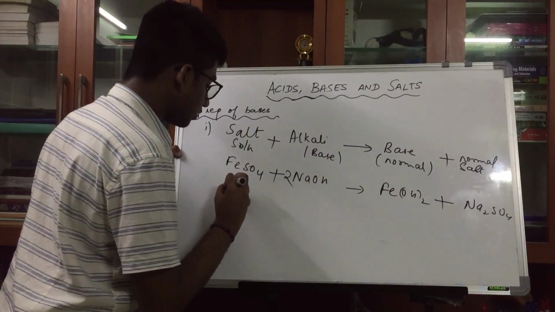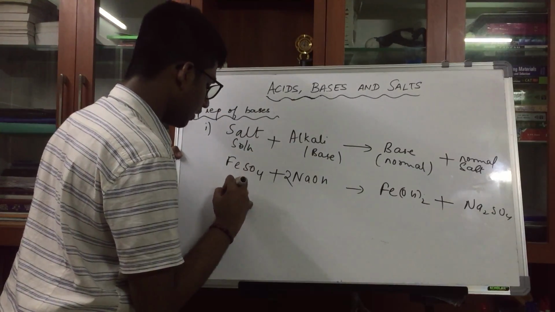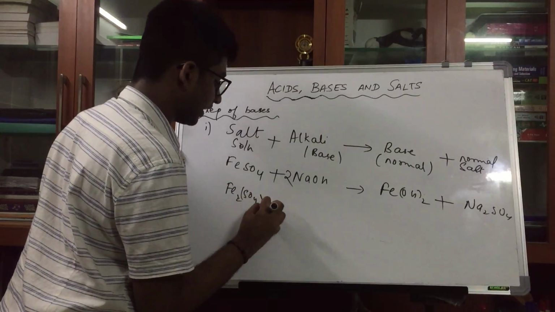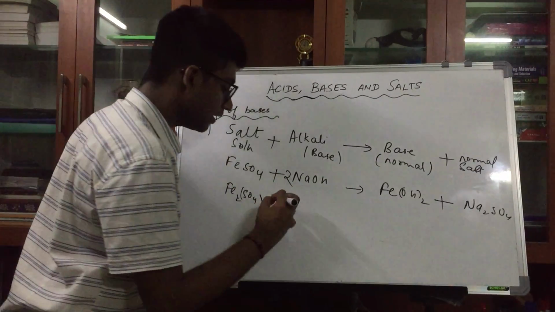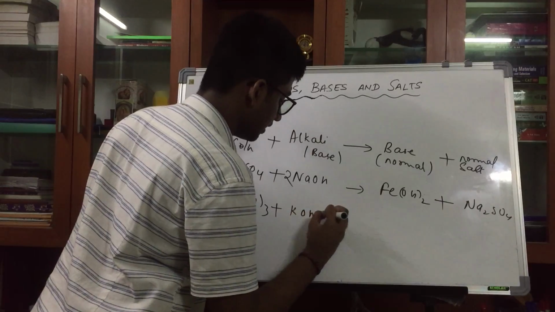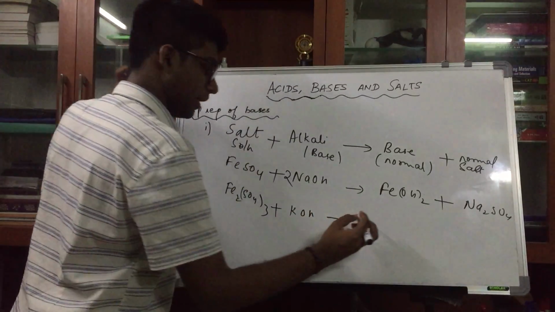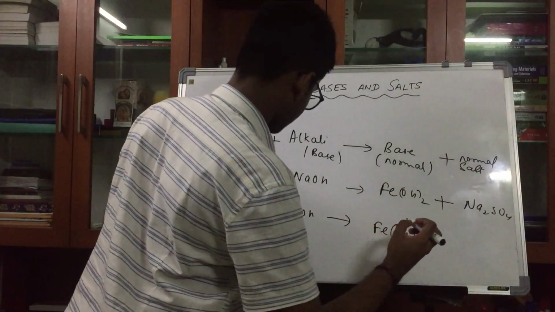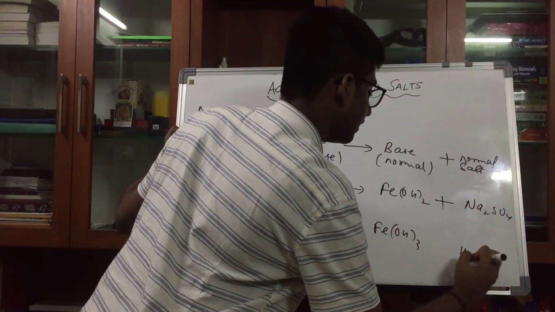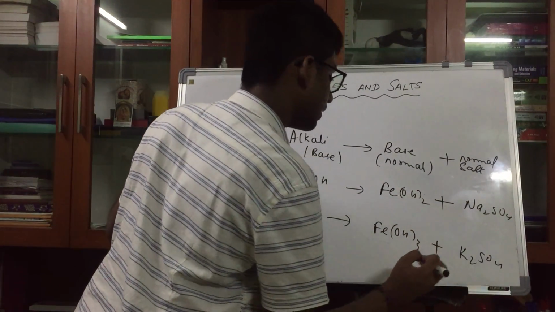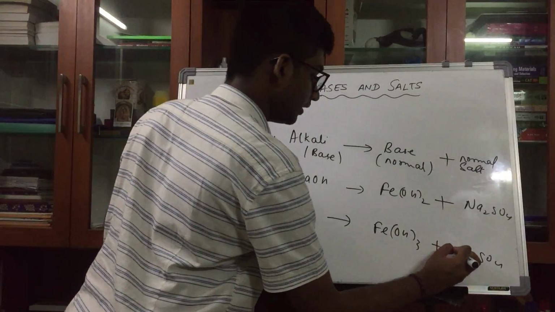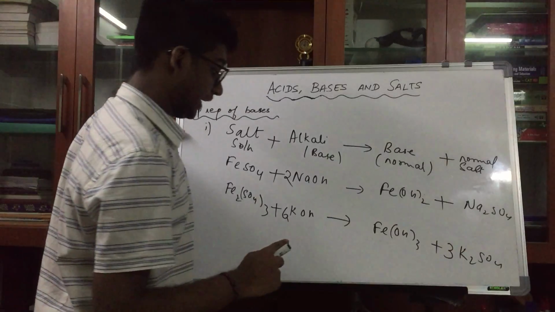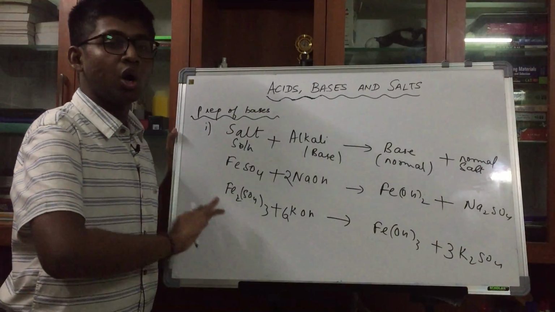So next one is, you can take Fe2(SO4)3, and then you can take KOH, and then you have to take Fe(OH)3, and then you are supposed to take K2SO4. For K2SO4, what you are supposed to do? You are supposed to put 3 here, and then you are supposed to put 6 here, and then you are supposed to change accordingly till all your elements are balanced.